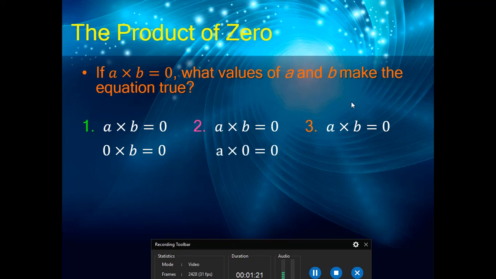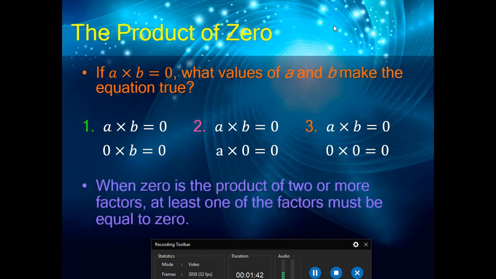Maybe in scenario 2, we allow A to be any real number, and B takes the value of 0. Doesn't matter, the result is still going to be 0. And ultimately, it could be that both A and B have a value of 0, and when you multiply them, the result is still 0. We're going to use this idea moving forward. So if you know that 0 is one of the factors, or both, then the product is going to be 0.